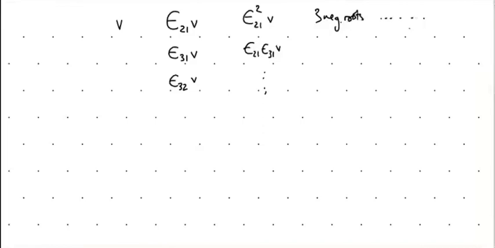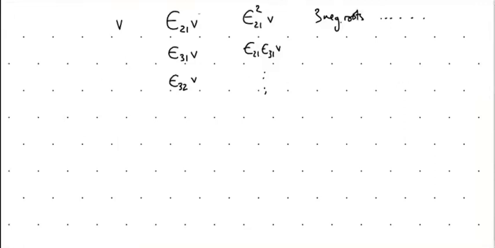Four negative roots, and so on. Okay, so actually some of these vectors are the same. It turns out E32V is some linear combination of these two, but that doesn't matter, that's irrelevant for the proof. So I'm going to induct on the number of negative roots I need to apply to get to my basis vector. Let's say the minimal number of roots I need to apply.